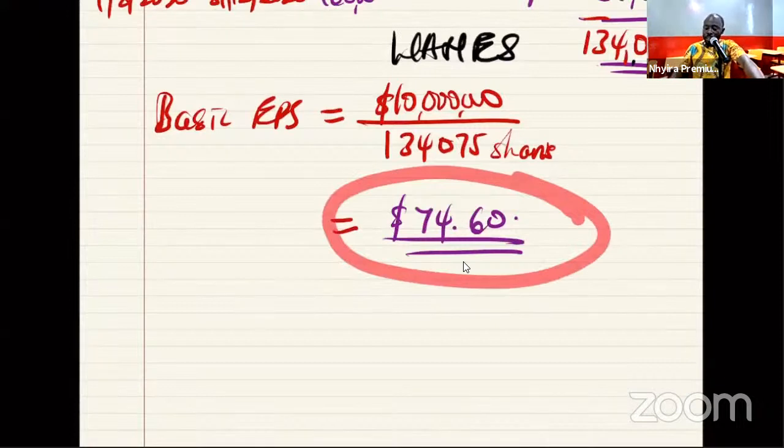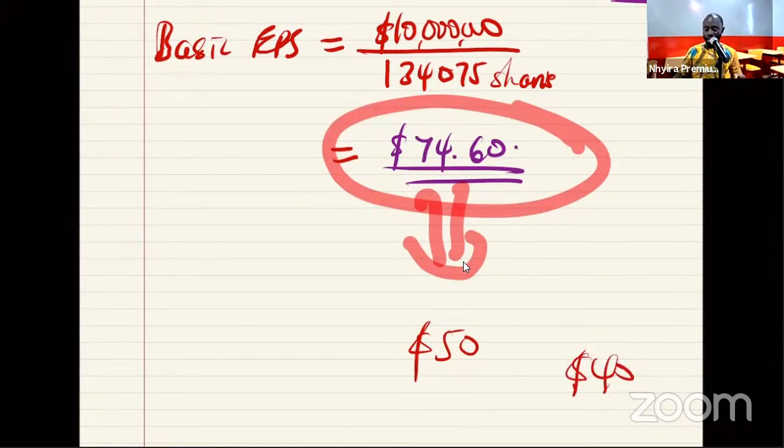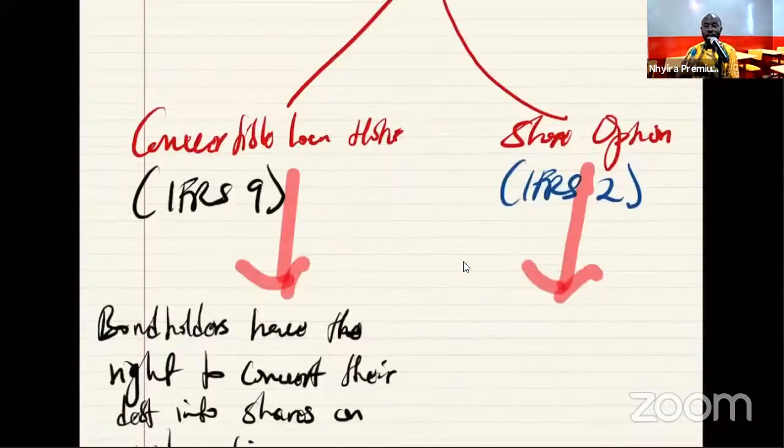You happy? That's good for you. But then we have issued some convertible loan notes, by the way, and it is going to be converted sometime in the future. Will they convert? We don't know. But we want to tell shareholders that probably you're happy today, you're getting 74.6. But wait, when the bondholders convert their bonds into shares, that means the shares will go up. If the shares go up, then your earnings of 74.6 is likely to take a nosedive to maybe 50 cents or maybe 40 cents, depending on whatever conversion policy the entity has at the end of the day. So that is what we're trying to tell shareholders when we are calculating this diluted earnings per share.